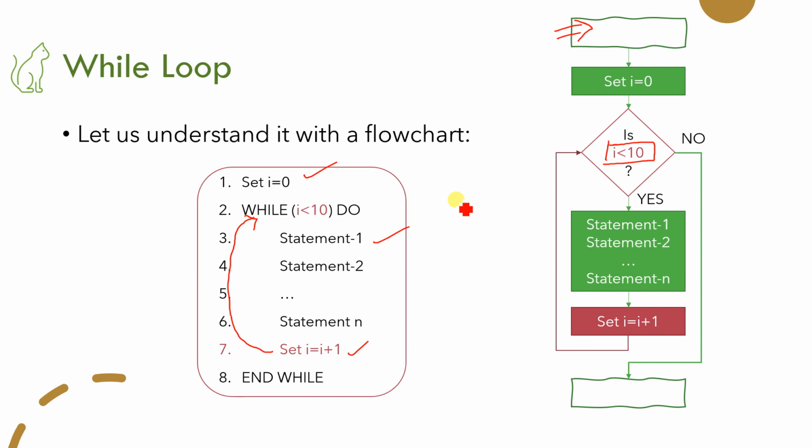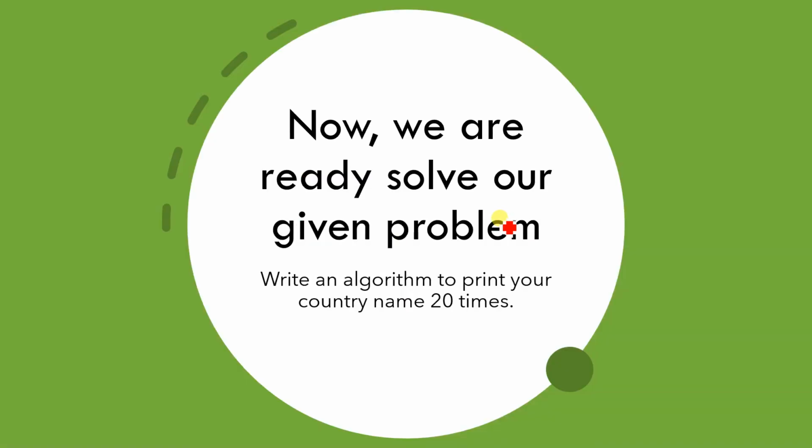Now that we understand how to write the syntax and how to write the flowchart, we are ready to solve our given problem. So the problem is: write an algorithm to print your country name 20 times. So let's begin.